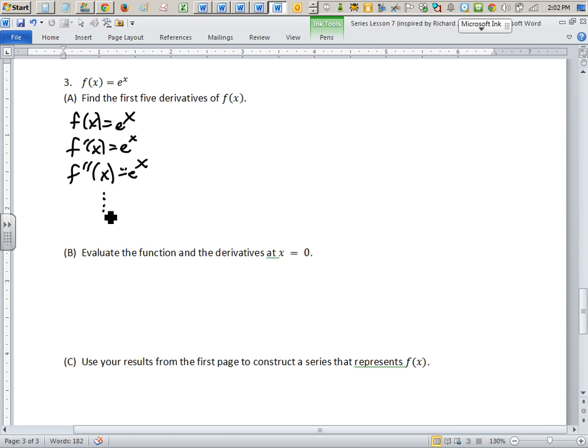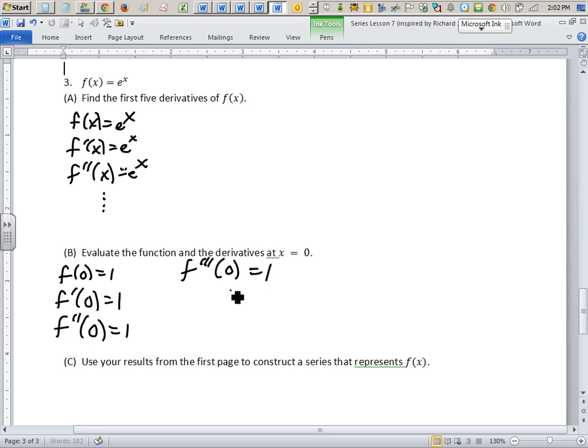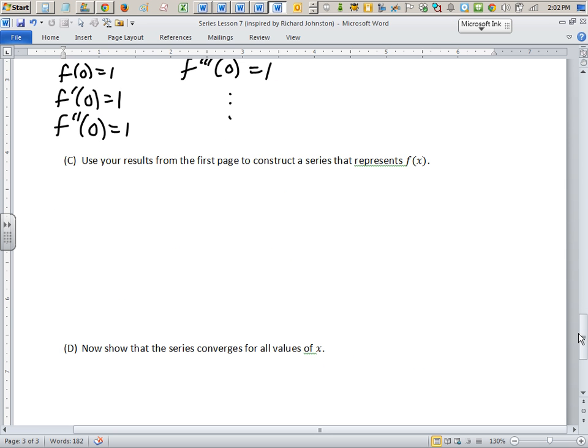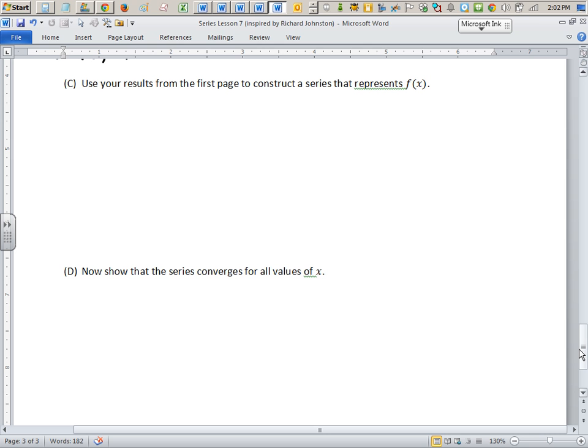So what this means for us is we plug in 0 for every one of these. F of 0 is 1, f prime at 0 is 1, f double prime at 0 is 1, f triple prime at 0 is 1, and this goes on forever. So when we try to apply our logic from the previous 2 problems, we assume that all the coefficients are 1.